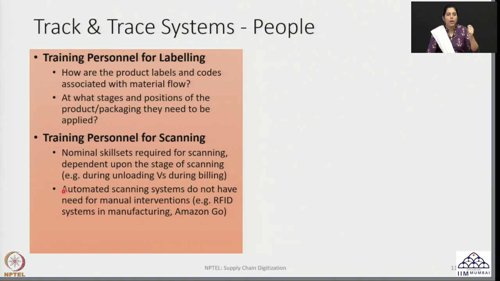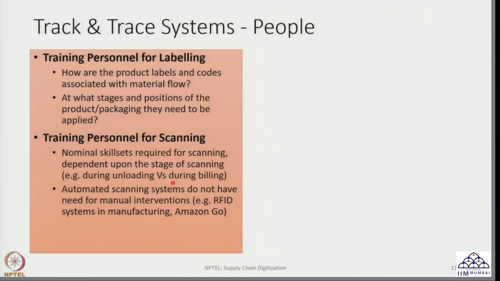If it is just unloading and loading, you don't really need to read too much information. Perhaps the quantity, the numbers, and whether you have the right kind of quantity loaded or not, which can again be visualized in the form of color coded symbols. But during billing, you would be also looking at what is the amount or the price which is associated with the product. So the skill set required over there needs to be a little bit more, because you need to figure out the right kind of information is getting mapped.